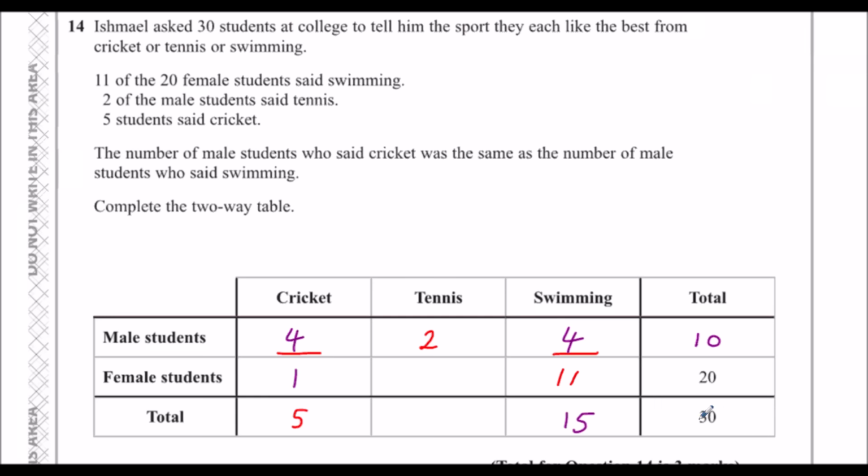Then let's do the total. So 5 and 15 are 20. We need 30, so 10 more. And 10 like tennis, 2 are male, so 10 take away 2, 8 left. And we can check, 1, 8 and 11 do make 20. It works in every direction, so we know we've done it correctly.